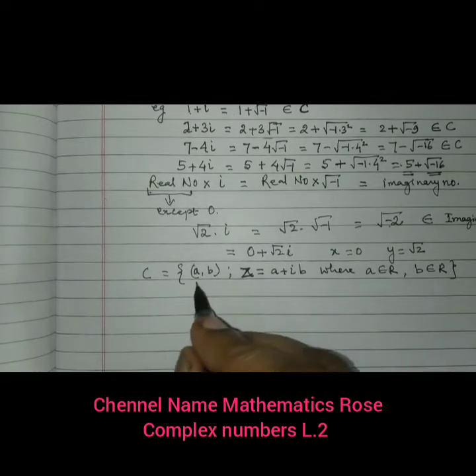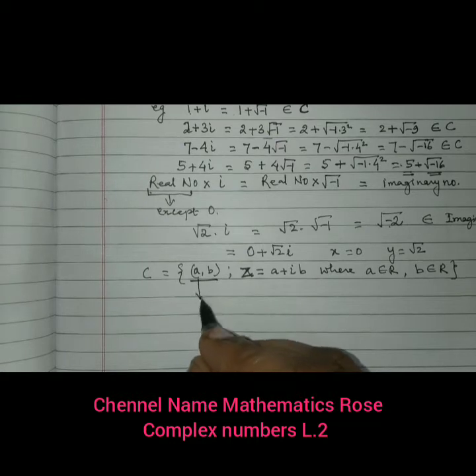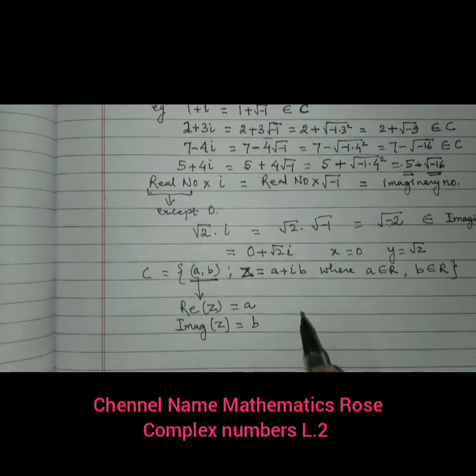So (a, b) is an ordered pair, where a represents the real part of the complex number. So the real part of the complex number z is a here, and the imaginary part of the complex number is b. Imaginary part is b. So only b is a real number, but ib is an imaginary number.